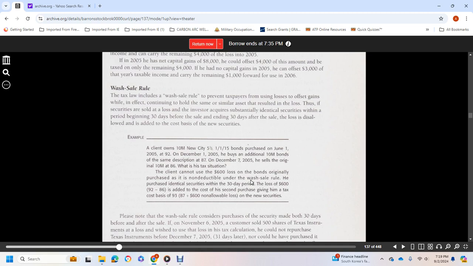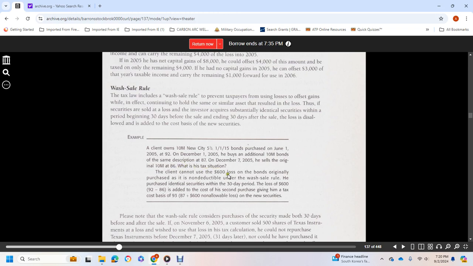Example: a client owns $10 million in New York City 5.5% bonds, due January 1st, 2015, purchased on June 1st, 2005. At 92 on December 1st, 2005, the client sells them, then buys an additional $10 million of bonds of the same description on December 7th, 2005, at 87. He still has the original $10 million at 86, which is the tax situation.